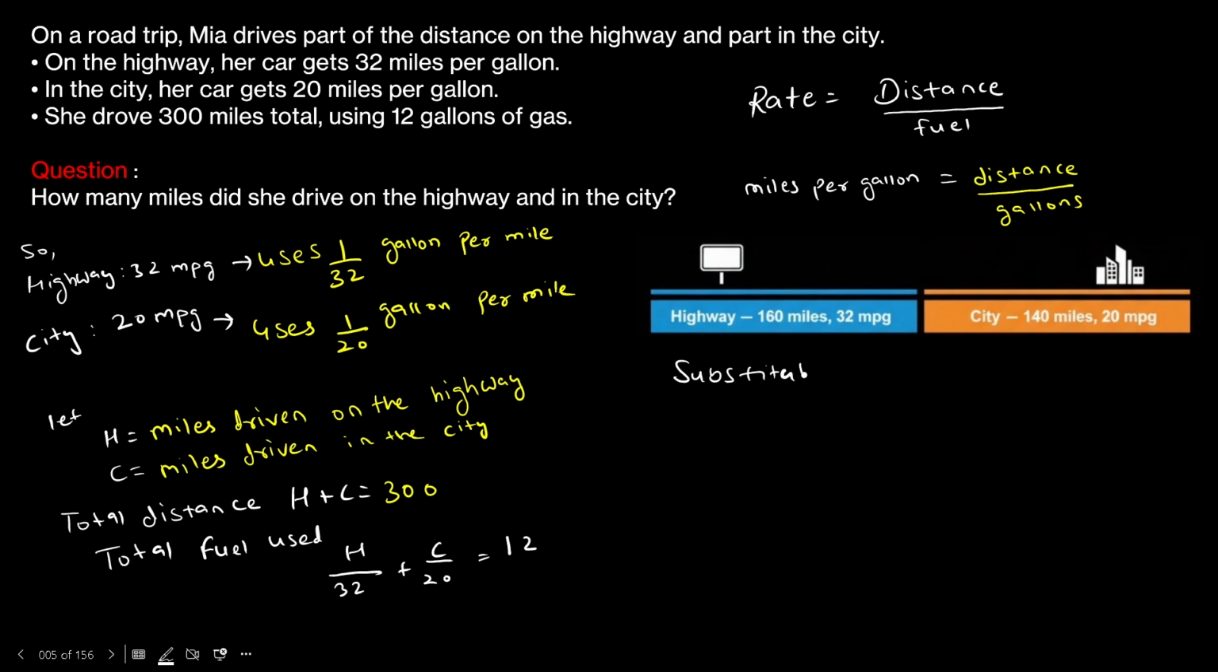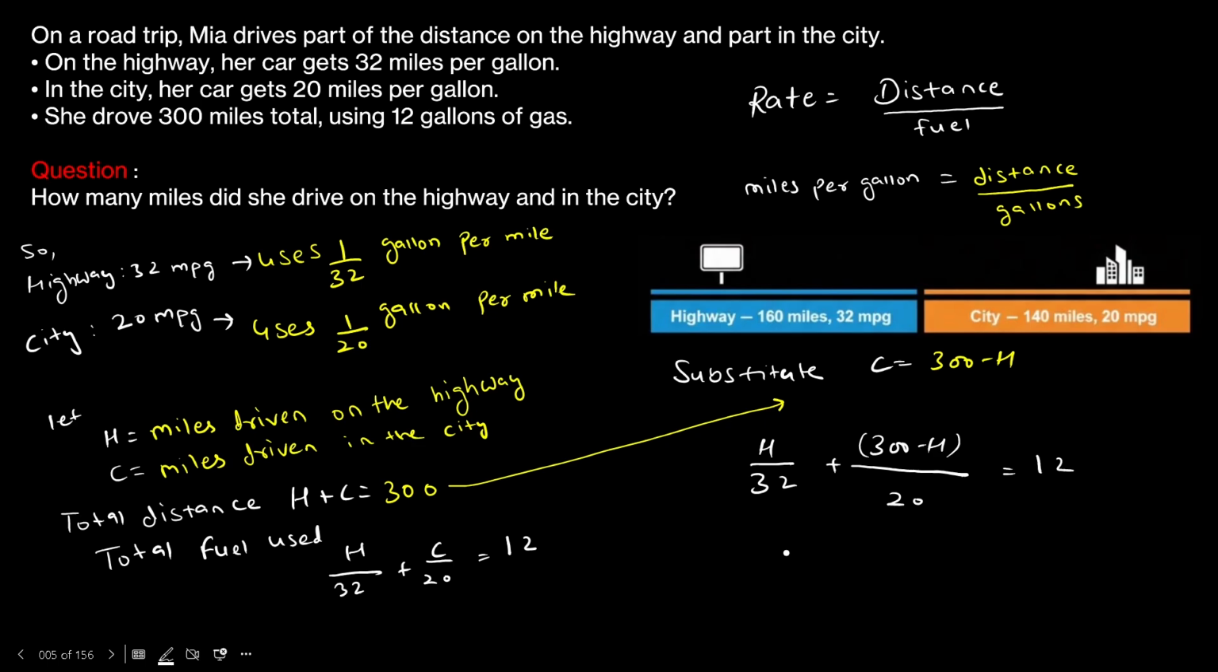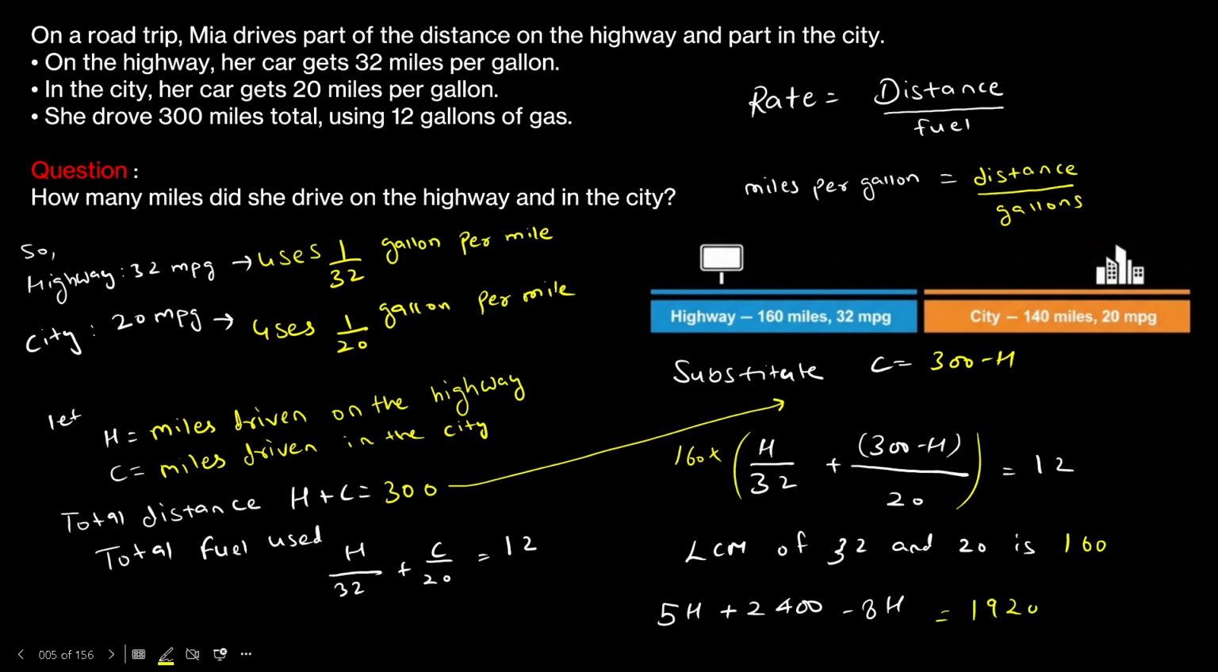Substitute C equals 300 minus H into the fuel equation. H over 32 plus (300 minus H) over 20 equals 12. Find a common denominator or multiply both sides by 160, which is the LCM of 32 and 20, and you get 5H plus 2400 minus 8H equals 1920.